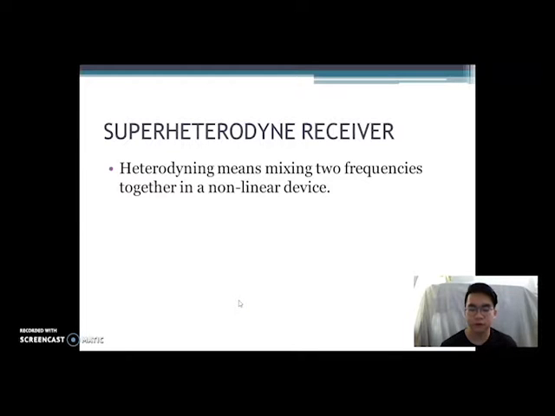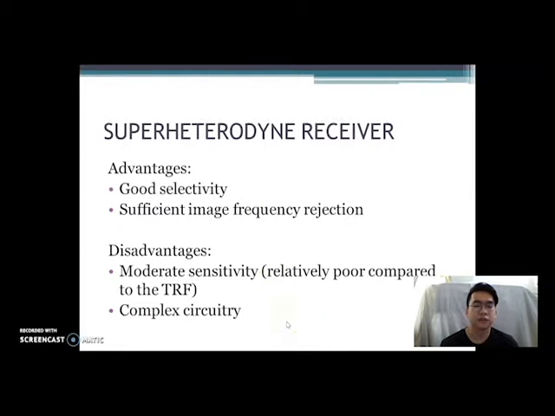The second type of radio receiver that we will be discussing is the superheterodyne receiver. Heterodyning means mixing 2 frequencies together in a non-linear device. Its advantages are that it has good selectivity and sufficient image frequency rejection. However, its disadvantages would include moderate sensitivity, which compared to the tuned radio frequency receiver is poor, and it has a more complex circuitry, again compared to the first radio receiver that we discussed.